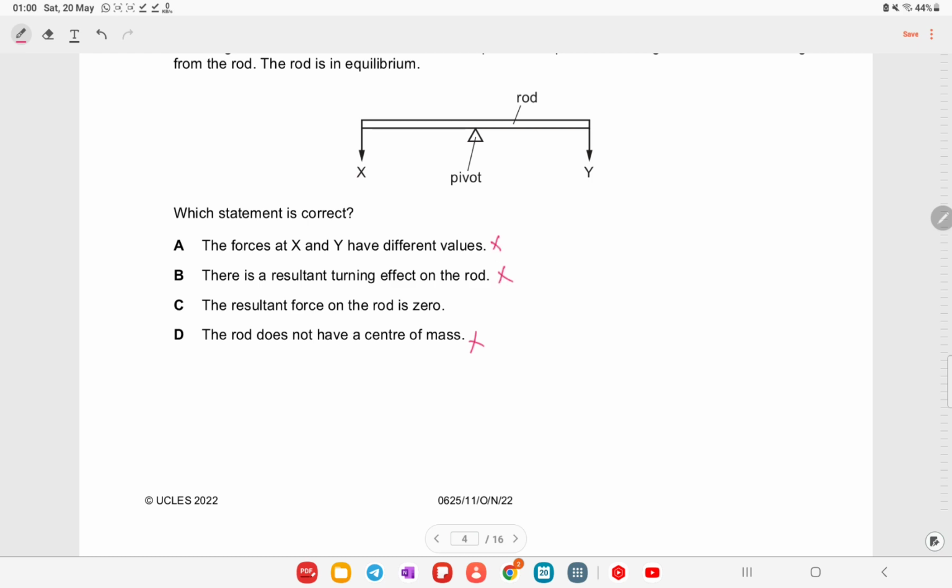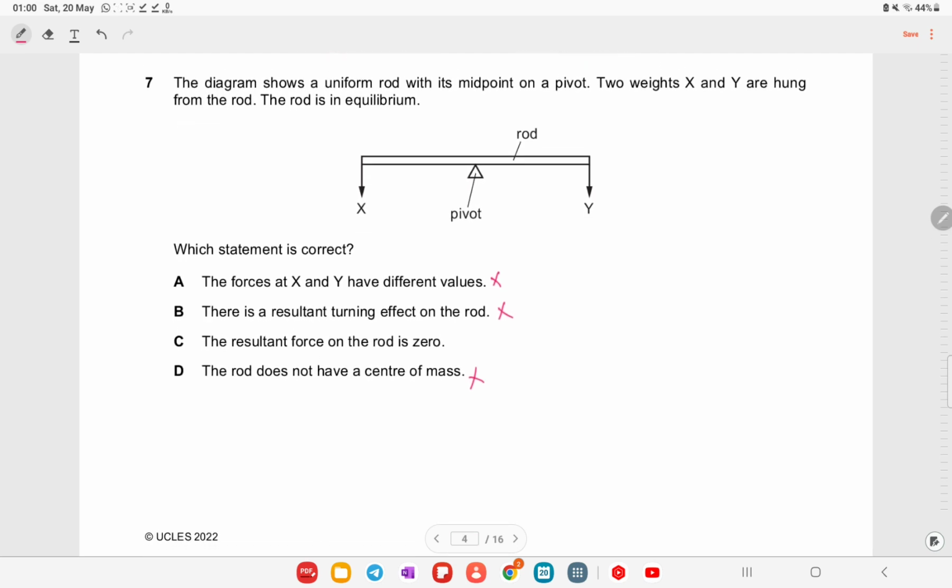This is okay, because if you read the question again, the diagram shows a uniform rod with the midpoint on a pivot. The two weights x and y are hung from the rod. The rod is in equilibrium. Which statement is correct? The forces on x and y have different values. There is the resultant force. So when he's saying the rod is in equilibrium, what does this mean?